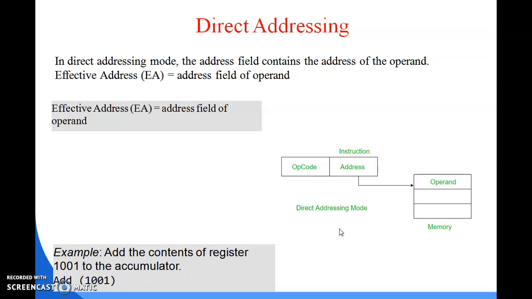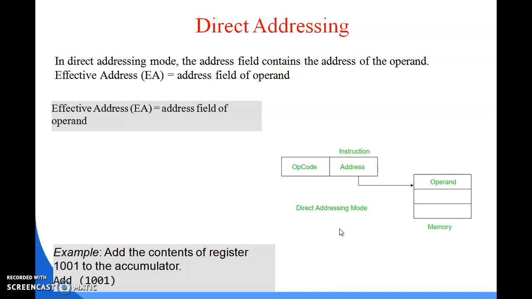In the direct addressing mode, the address field contains the address of the operand: effective address EA equals the address field of the operand. That means the instruction is stored in one location of the memory, or you can say the opcode or operator is placed in one location of the memory, and the operand is stored within another location of the memory.